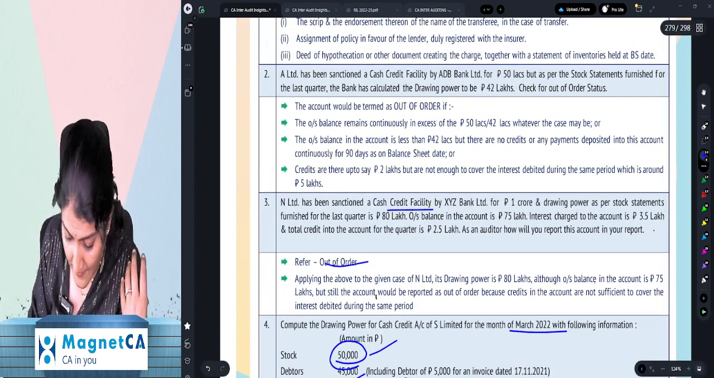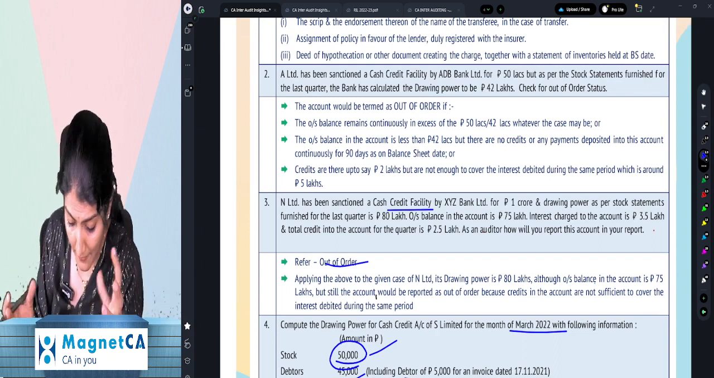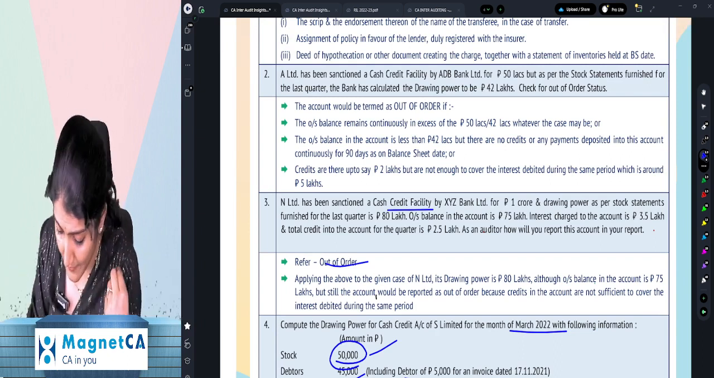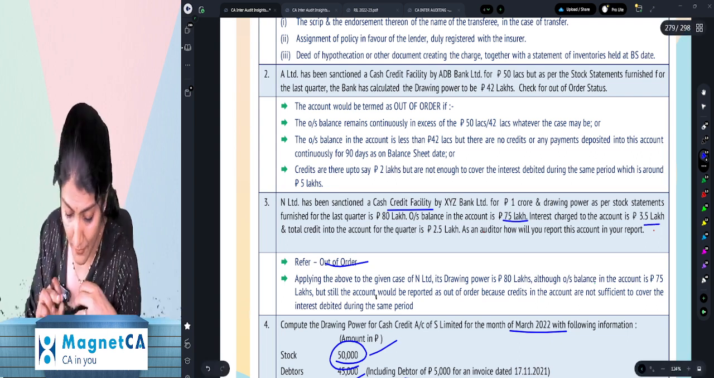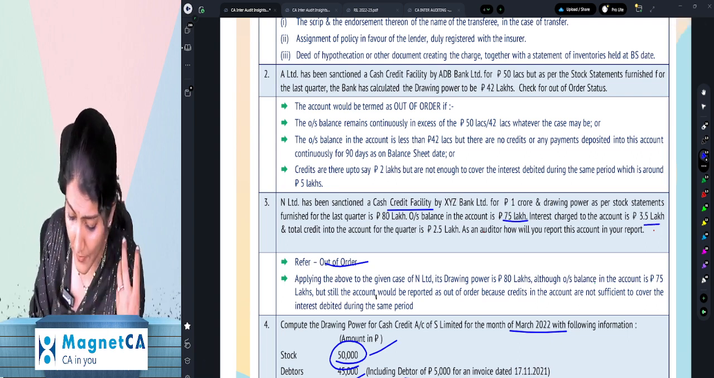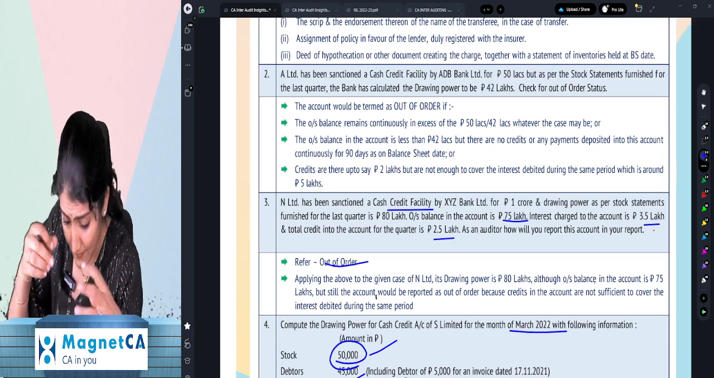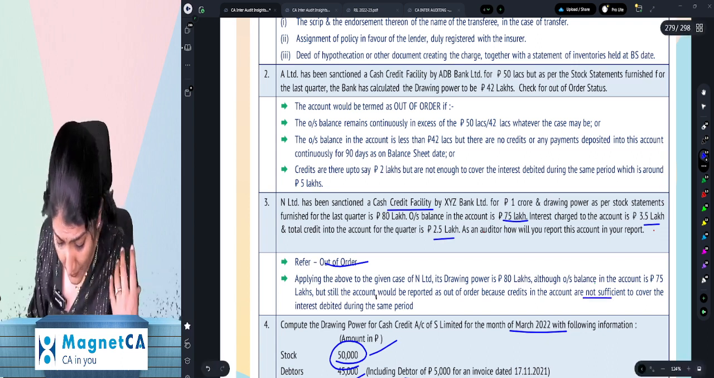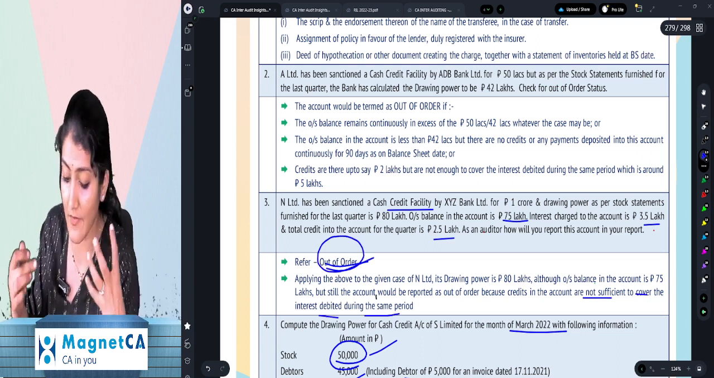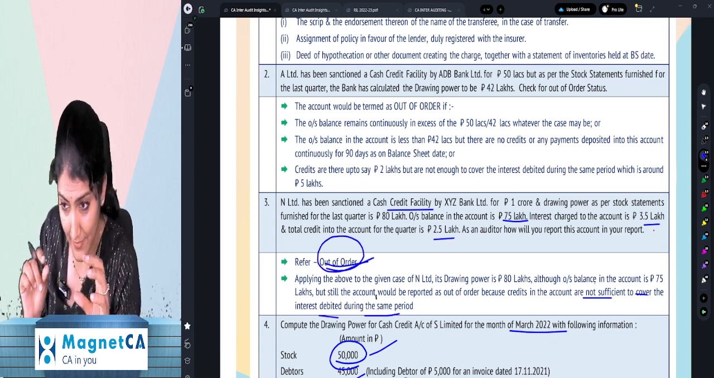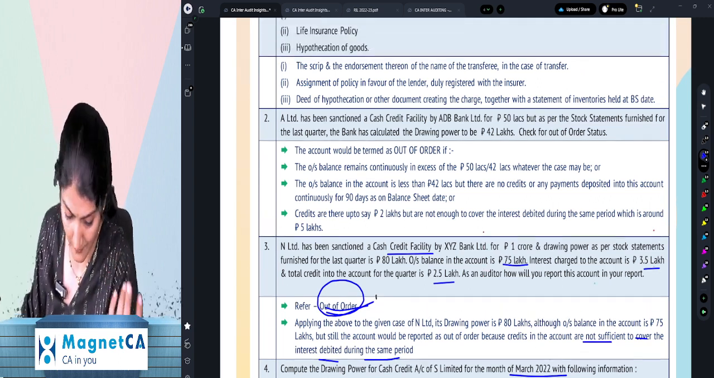N Limited has been sanctioned a cash credit limit by XYZ of 1 crore and drawing power is 80 lakh. Outstanding balance in the account is 75 lakh. Interest charged to the account is 3.5 lakh and total credit into the account is 2.5. So even the credits in the period are not enough to cover the interest debited during the period. That is why the account will be treated as out of order. Credit is 2.5, interest debited during the period is 3.5.